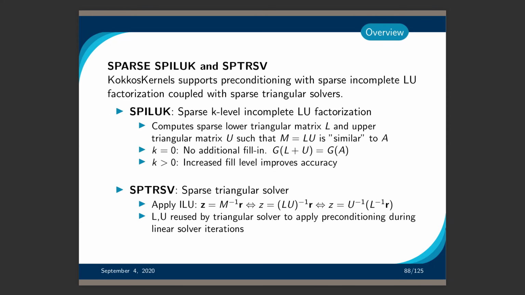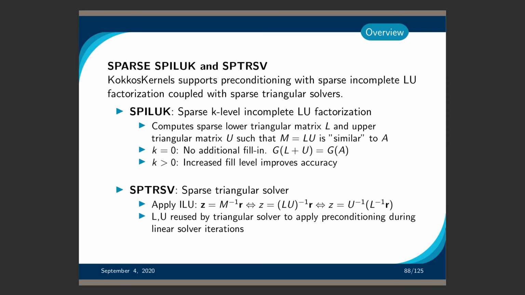The sparse ILUK routine computes sparse lower and upper triangular matrices where the product approximates the input matrix. It supports k-level fill, where k equals 0 is likely the most common use case. This case introduces no additional fill-in compared to the input matrix. For k larger than 0, more fill-in occurs in the L and U matrices, reducing sparsity. This helps to improve accuracy of the factorized representation of the matrix.